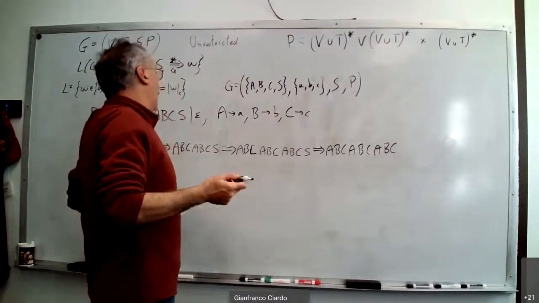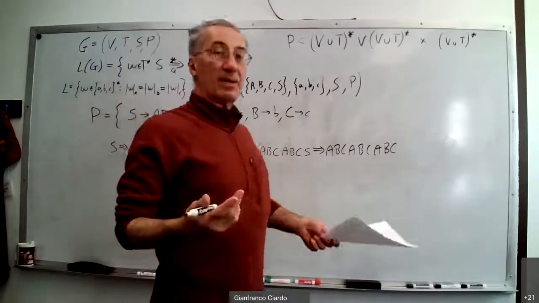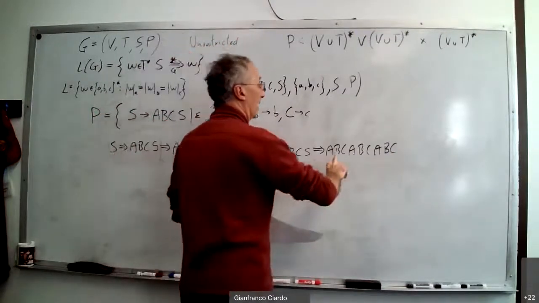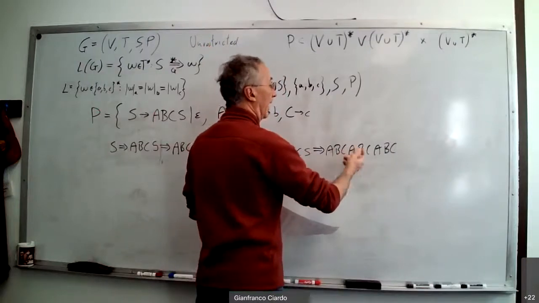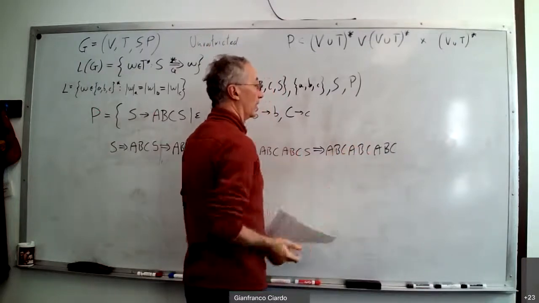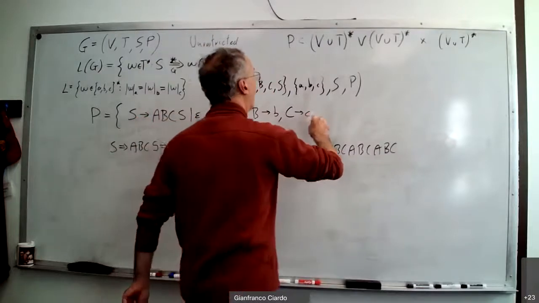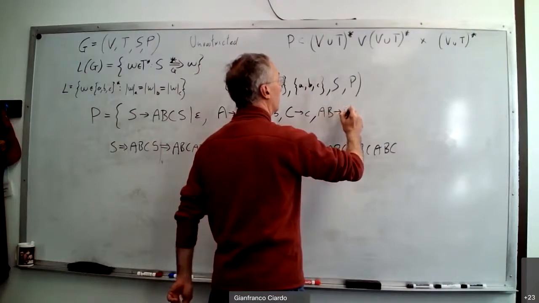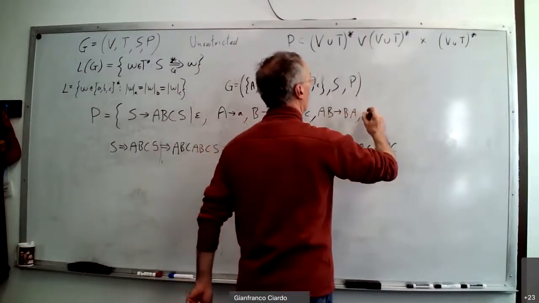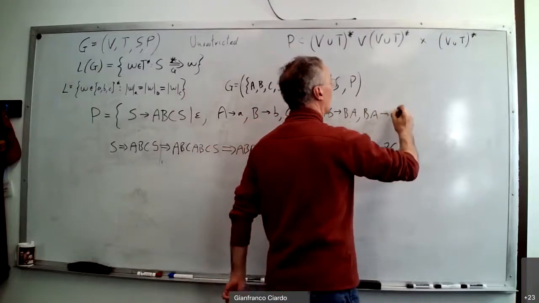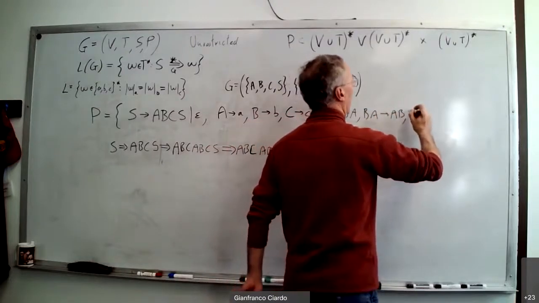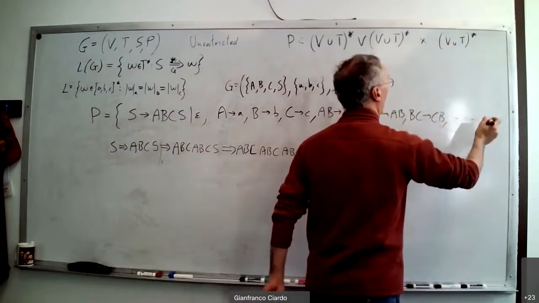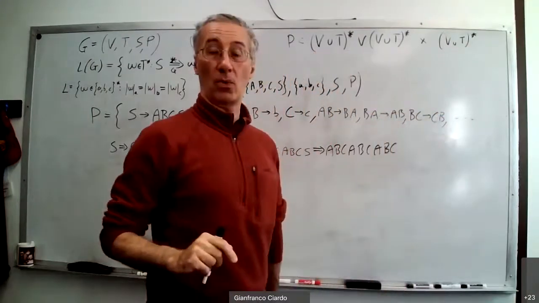Well, unrestricted grammars can use context-sensitive type productions. So all I have to do is I can just swap the A's, the B's, and the C's in any order. And to do this, all I have to do is add something that says if I have an AB, change it into a BA. If I have a BA, change it into an AB. If I have a BC, change it into a CB, and so on, right?